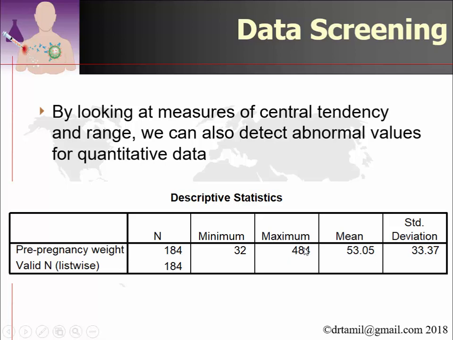And how does this wrong entry affect you? Suddenly you're going to end up with a very large standard deviation. Here you have a standard deviation of 33.37, which is very, very big.